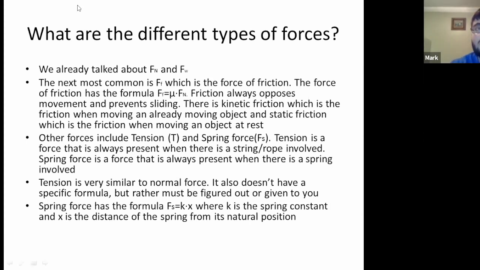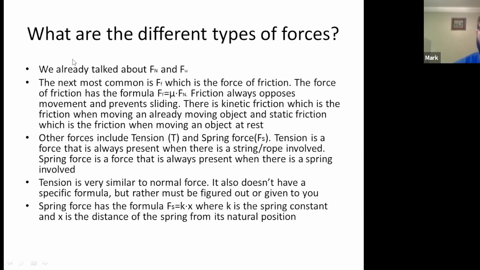Yes, tension. So tension is always a force on a string or a rope, right? Or any kind of pulley. So how do you figure out the formula? Usually there's not really a formula for tension. It's more that you have to kind of see it, and I'll give you a question later on where we ask you to find tension, right?